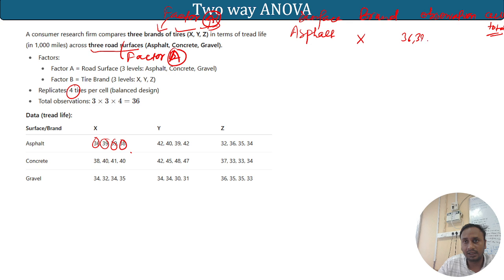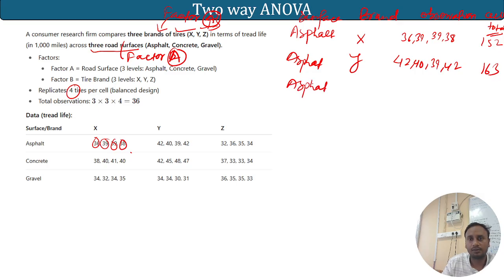36, 39, 39, 38. If we add all these, that is going to be calculated in the cell interaction. So that total will come to somewhere 152. Then asphalt in the case of brand Y: 42, 40, 39, 42. It says 163.